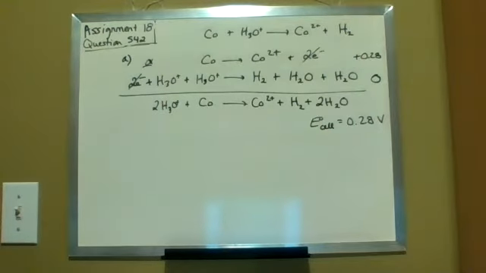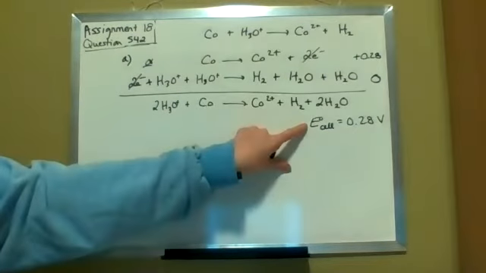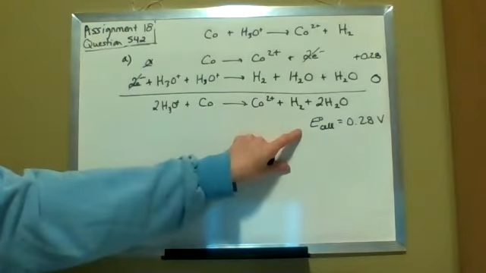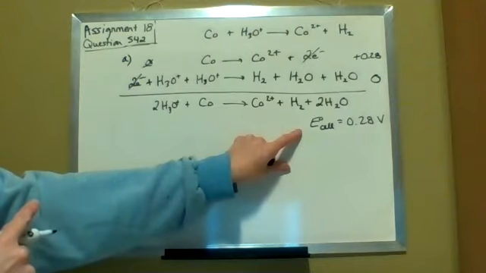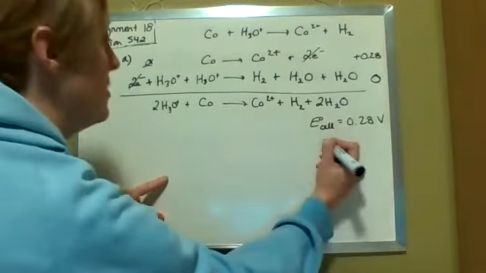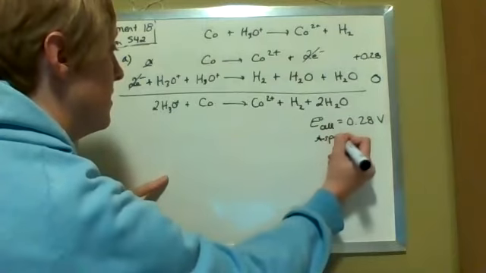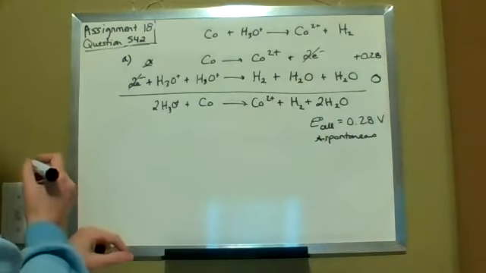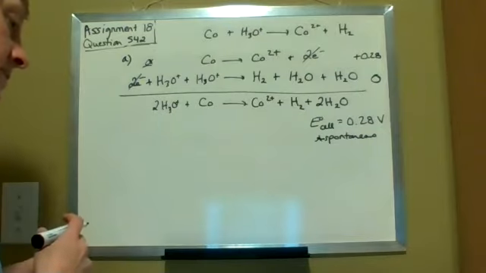Now the next part of this question asks, is this spontaneous or not? A positive E naught is spontaneous. Remember, this is directly related to the negative delta G being spontaneous, and a positive E naught is spontaneous. So this one here is spontaneous.